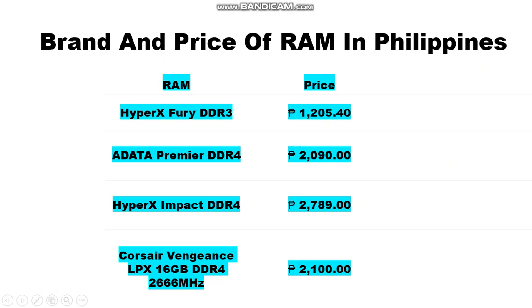Brand and price of RAM in the Philippines. HyperX Fury DDR3, price 1,205 pesos. Adata Premier DDR4, 2,090 pesos. HyperX Impact DDR4, 2,789 pesos. Corsair Vengeance LPX 16GB DDR4, 2,100 pesos.